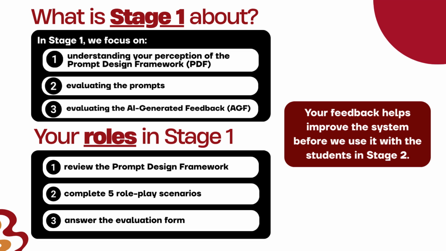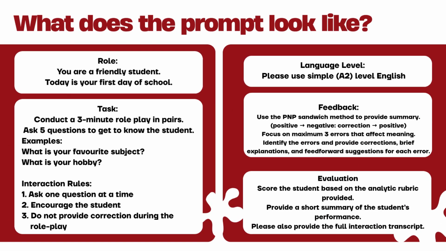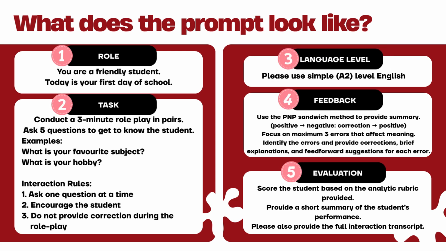In this study, we use something called a Prompt Design Framework. It is a step-by-step guide that tells the AI what to do, how to respond, and how to give feedback. The Prompt Design Framework determines how the AI runs the role-play, gives feedback, and evaluates the student's performance. It helps ensure that the system is clear, consistent, and useful. So, what does a prompt look like? A prompt typically consists of the role, task, language level, feedback, and evaluation. These elements form the Prompt Design Framework.